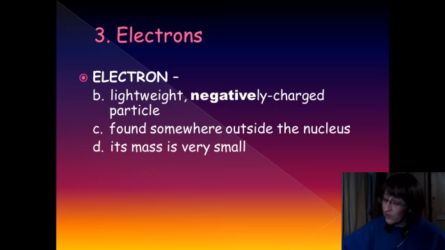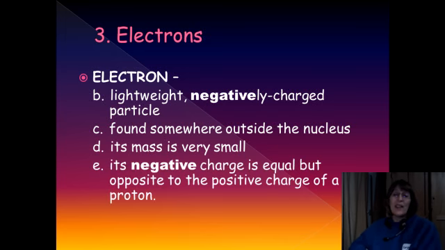Letter D on your notes here if you're following along, which you should be because that's what you're doing. And then letter E, its negative charge is equal but opposite to the positive charge of the proton. So which is heavier, the proton or the electron? The proton is much heavier. However, when you're talking about charge, they're equal. The electron is negative and the proton is positive, but they have opposite charges and they're equal. So they balance each other out. If you have one electron like -1, you have one proton like +1. When you add them together, +1, -1, you get 0.